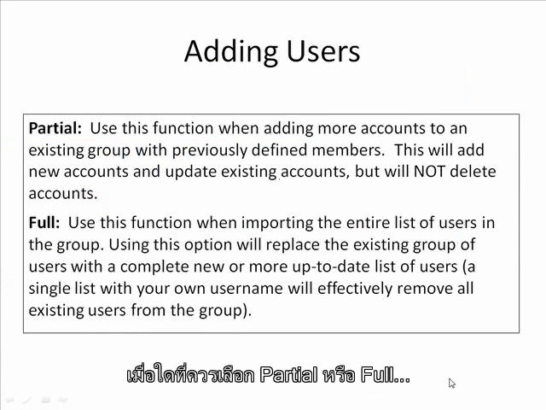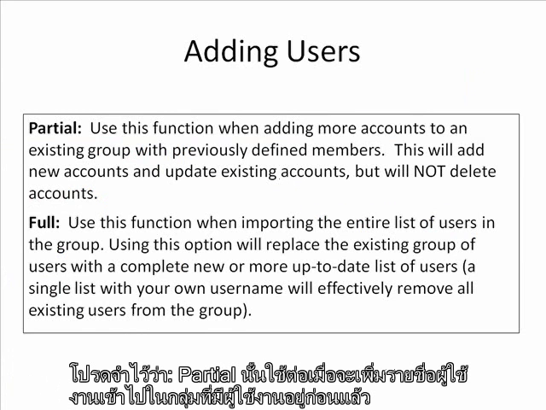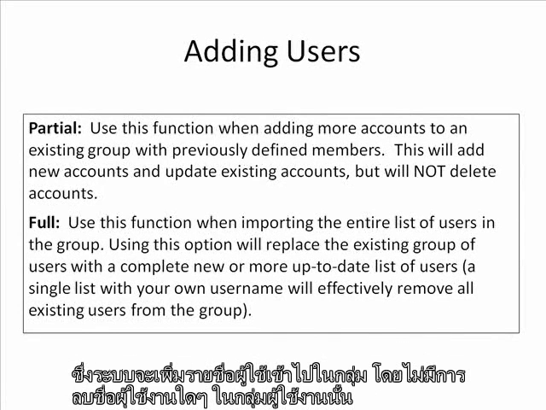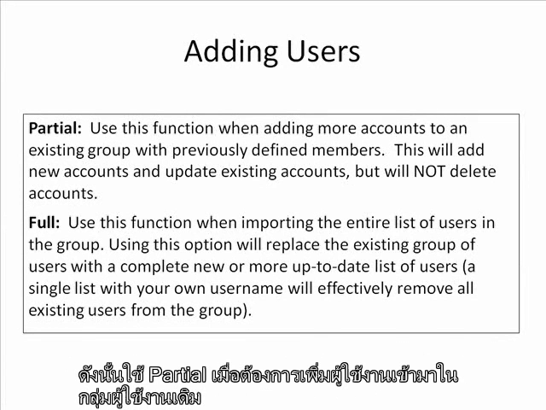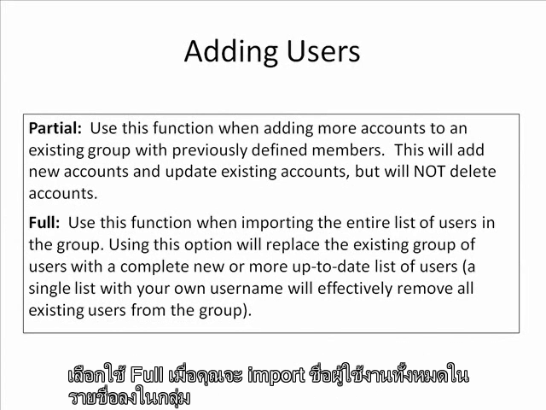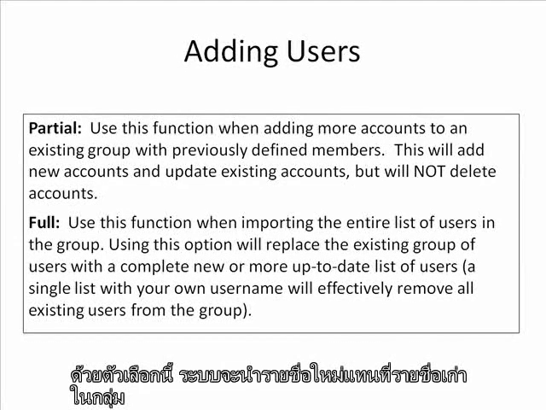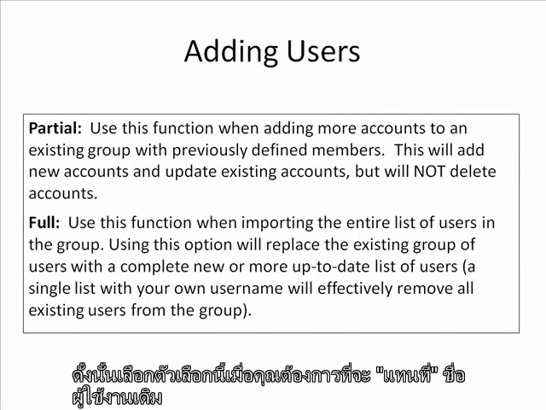Let's look a little more closely at when you'd like to use partial and full. Just as a reminder, partial should be used when you're adding more accounts to an existing group that has previously defined members. This will add new accounts and update existing accounts, but it will not delete accounts. So use partial when you're adding to existing accounts. Use the full option when you're importing an entire list of users for a group. This option is going to replace the existing group of users. So only use the full option if you want to replace this group of users.